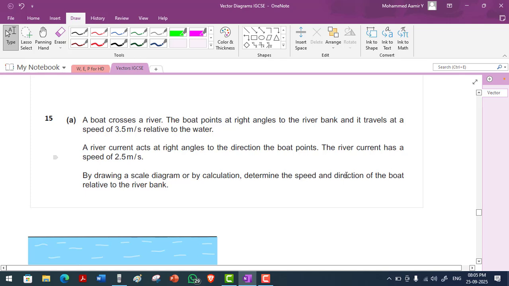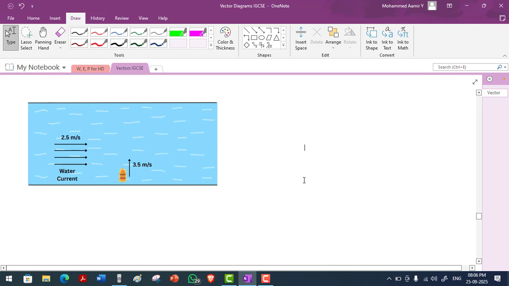See, I cannot draw with the scale here because I don't have a scale. You can draw with a scale diagram also. You have to take a scale. For example, 0.5 meters per second equals 1 centimeter. Then for 3.5 meters per second, you will take a 7 centimeter line. For 2.5 meters per second, a 5 centimeter line, and the direction should be perfect. So a 7 centimeter line vertically you should draw.